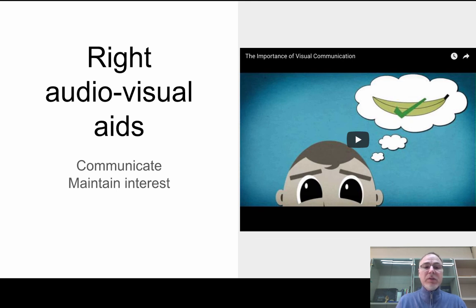And then there's a consideration of the right kinds of visual aids. Visual aids can communicate and they can maintain interest on the part of the learners. We watched a video in class, and I'll put a link to the video here so you can click over to it. But I encourage you to re-watch this. It's a short video, and it talks about making the right choices.